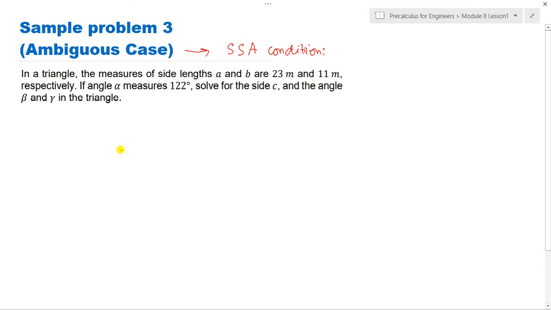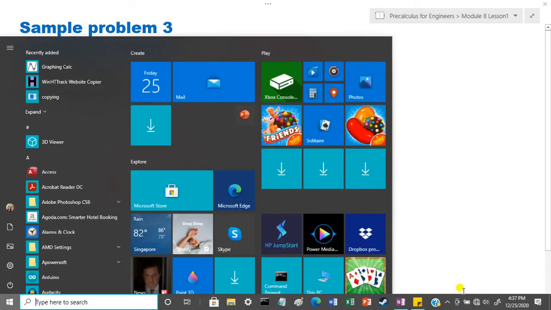So, let's draw first an oblique triangle. Let's say I have here side B. We have here side A. So, this is alpha, right? And of course, this is beta. And this is C, and this is gamma. Okay? This is gamma. Okay. Itong given angle. Okay?